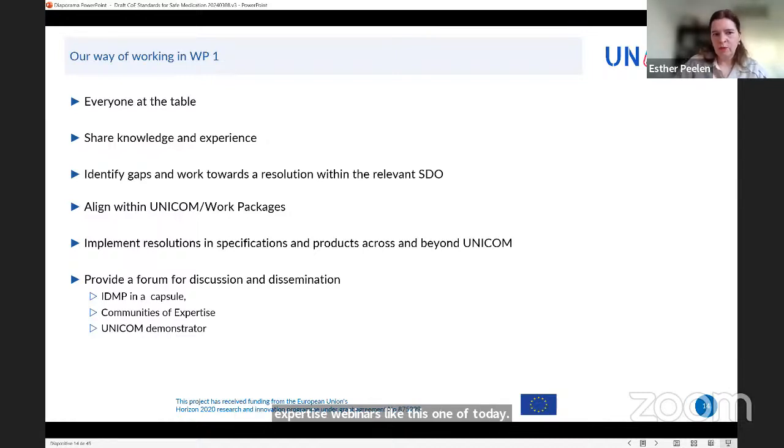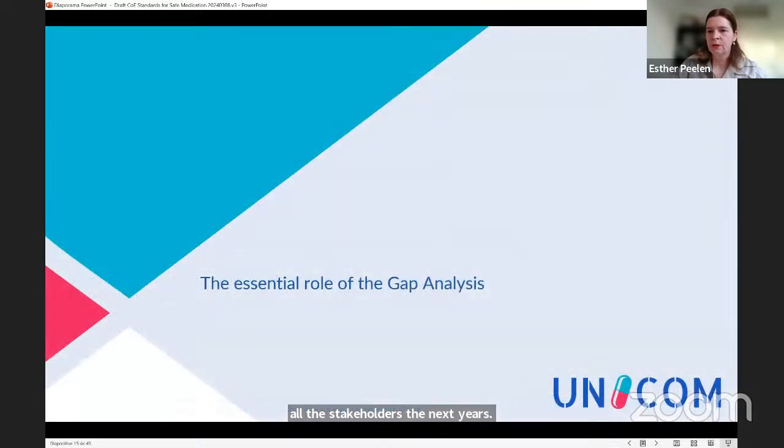As I already mentioned, we have been trying to identify the gaps and work towards solutions with the relevant SDOs. And of course, we reached out to other work packages within UNICOM to align and liaise with them as well. So in the end, we believe that the deliverables that were produced will benefit the implementation of IDMP standards at this moment, but also in the future. Today we will look more at the future side of things, to see what we can do to sustain the IDMP standards for all the stakeholders in the next years. And with this, I would like to hand over to my colleague Christian.